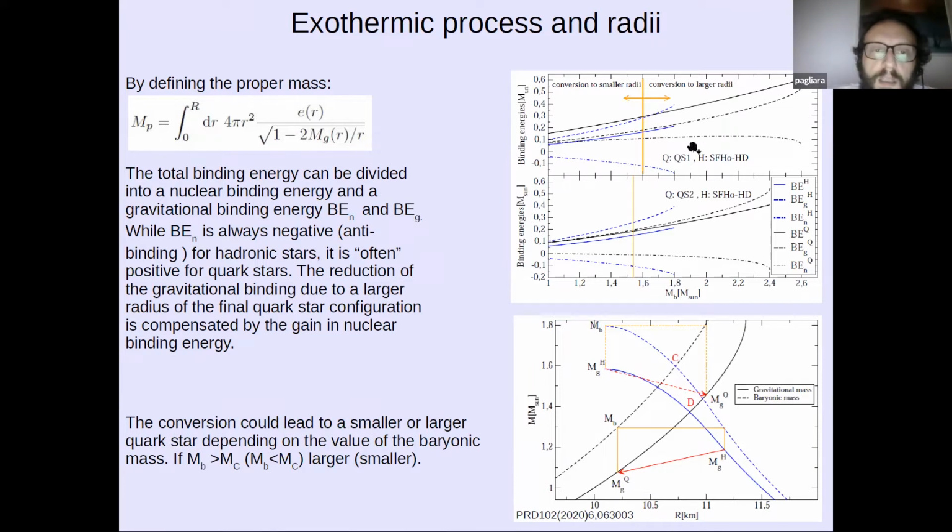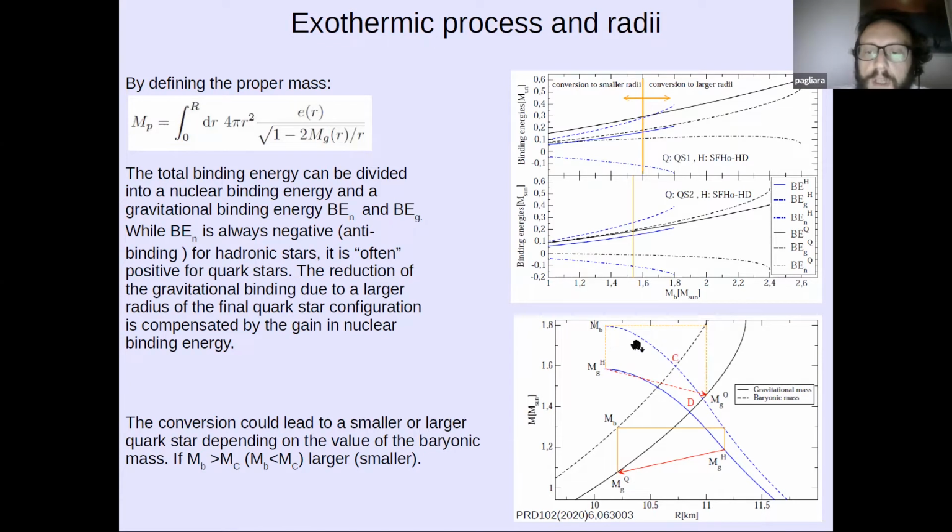And so the nuclear binding that you obtain due to the conversion is so strong that it can compensate the decrease in the gravitational binding that is obtained once you have a larger configuration. Okay, so there is no strong reason for which a star cannot convert into a star with a smaller or a larger radius. Here in this plot, we have an example. Well, the main point is this crossing between the baryonic mass of the two branches of star.